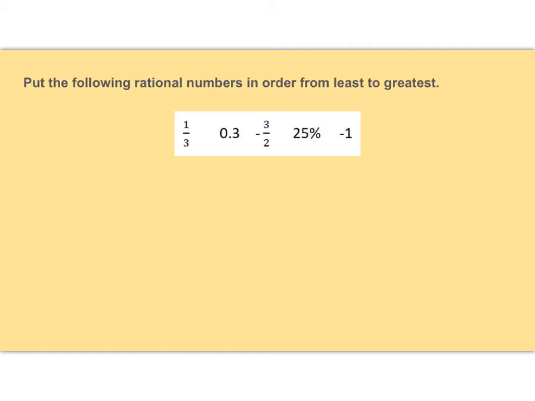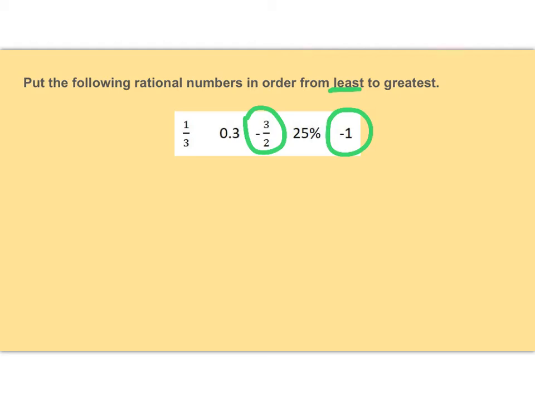Alright, we're going to put the following rational numbers in order from least to greatest. So I'm going least to greatest. And you can see that they're all different representations. So I need to separate my negatives from my positives. This is a negative and this is a negative.